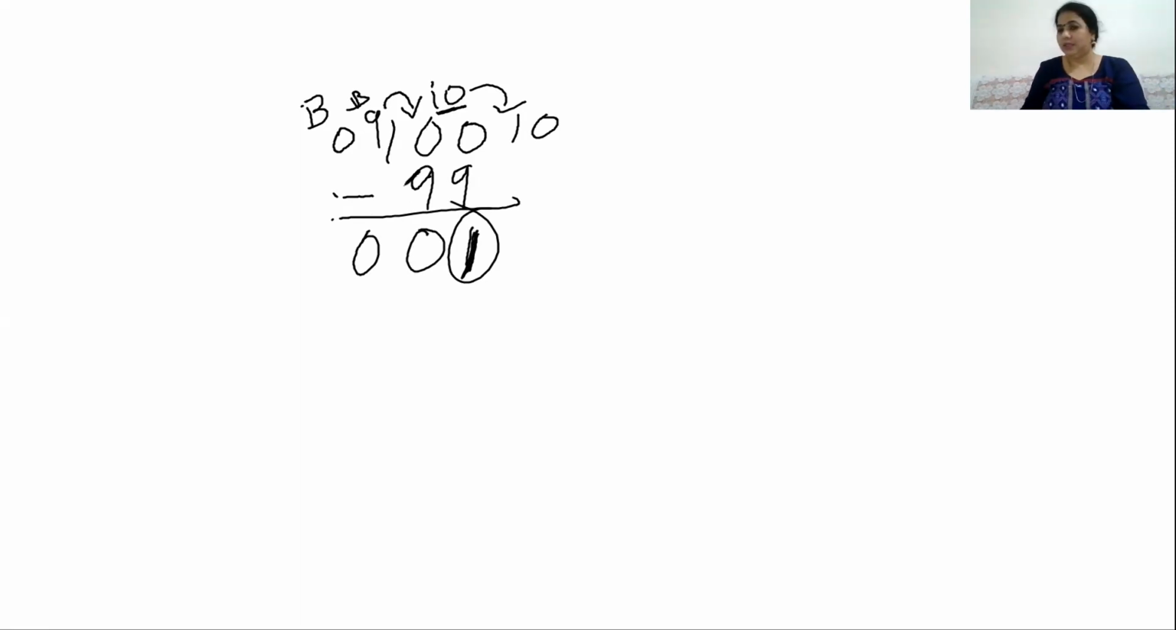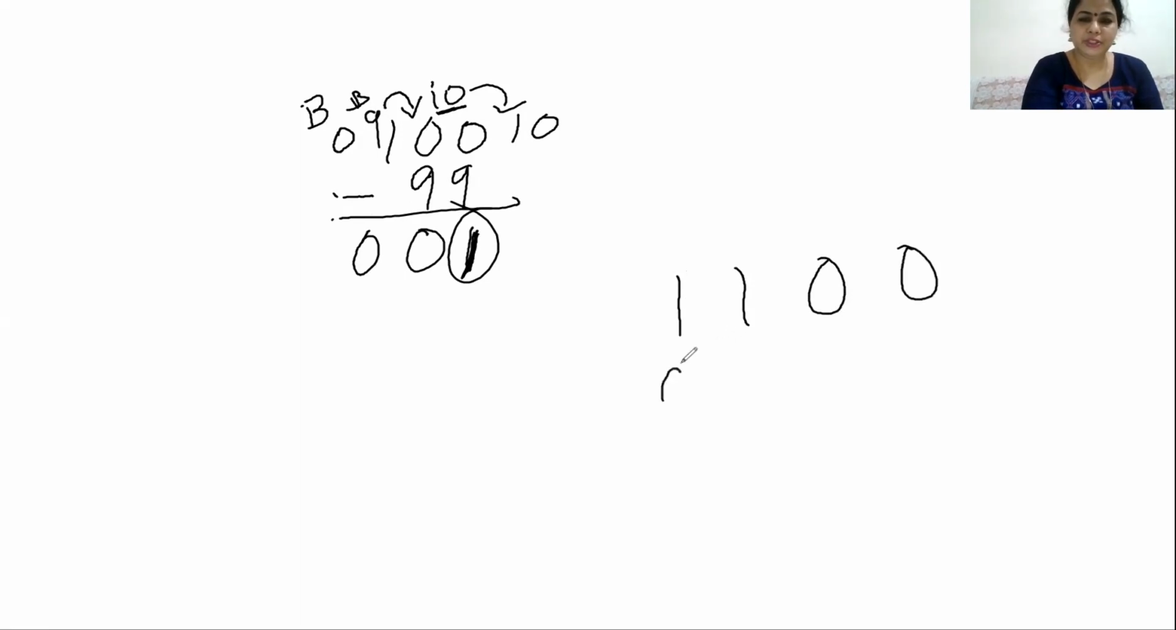Just look here, the number I am taking from the book, the same example I am explaining, so it will be easy for you. The number will be what? 1, then 1, then 0, then 0, and this will be 0, 0, 1, 1.